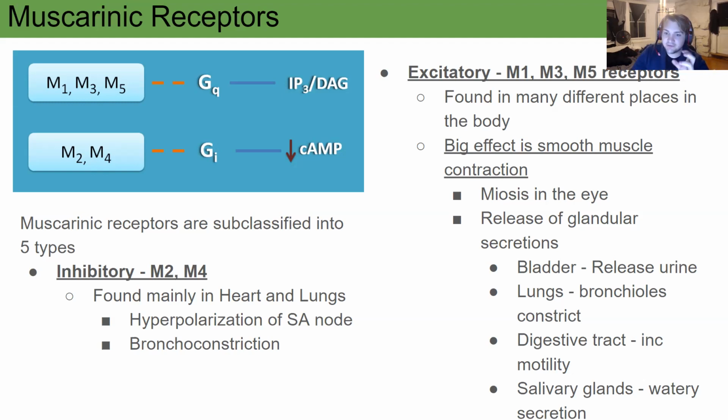And these ideas of squeezing the glands are going to be really important to keep in mind, because this is how we're really going to see the biggest effects and the biggest side effects of these drugs.